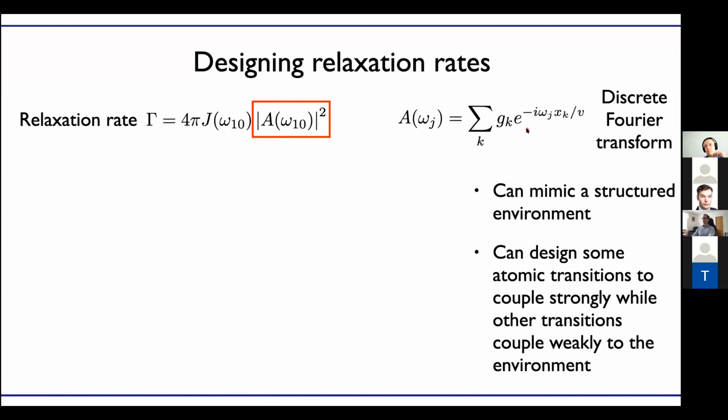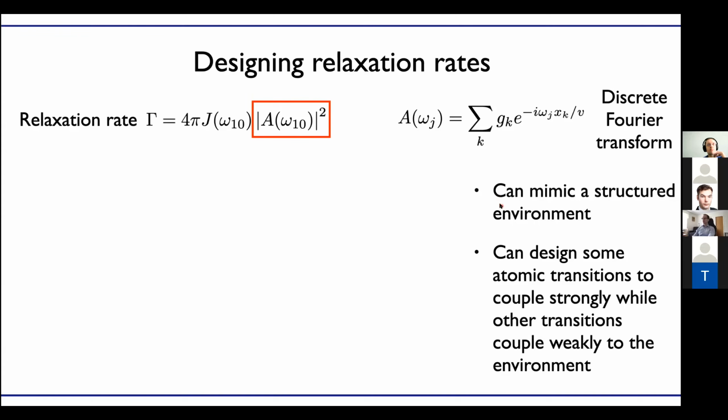So yes, and what you see is like a discrete Fourier transform of the coupling point coordinates, basically, and also the coupling strength. This means that, in principle, by choosing the coupling point coordinates and the coupling strength, you can design any frequency dependence of the relaxation rate. So the relaxation rate will depend on the transition frequency of the atom, and you can design how it depends by choosing the coupling points.